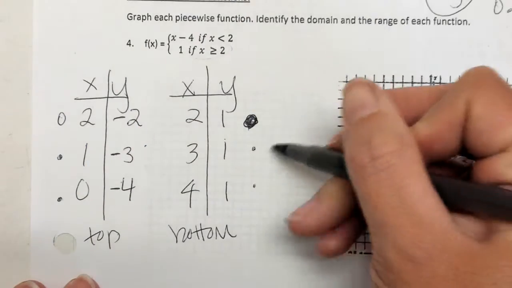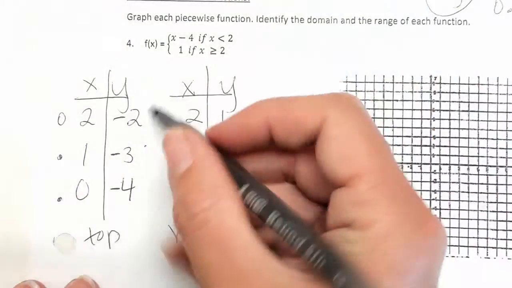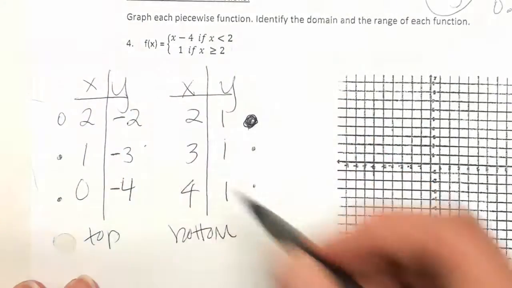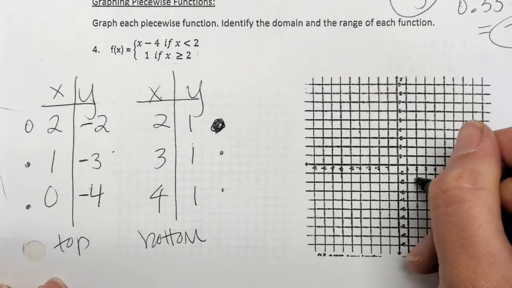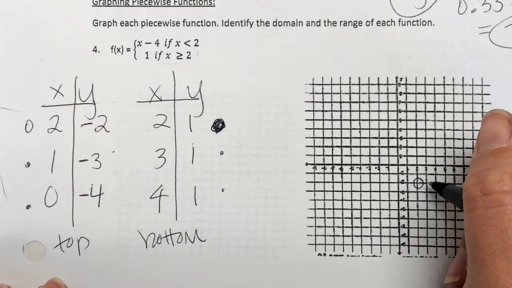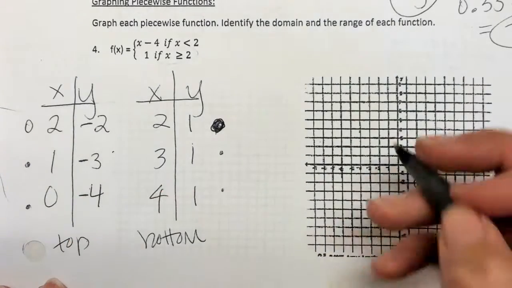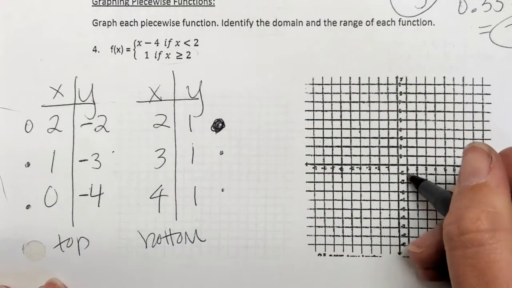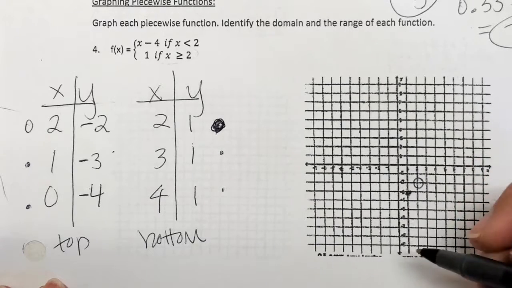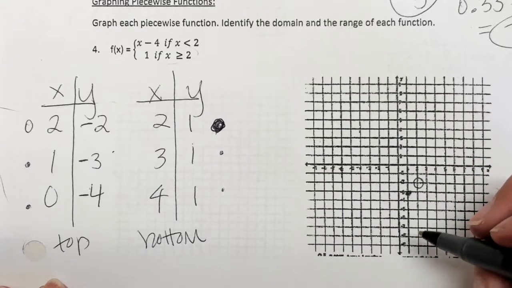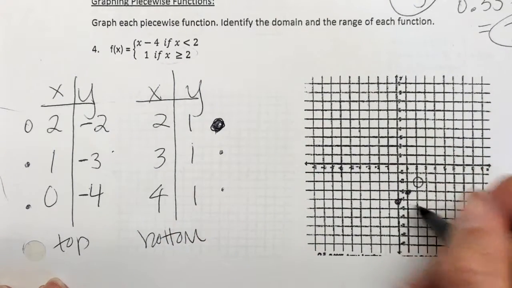I don't want you to mistake these as our restriction point. Let's graph these 3 first, the first piece. So 2, negative 2, you're going to put an open circle at 2, negative 2. The next point is going to be 1, negative 3, and put a smaller dot, because again, that's not our restriction point. We're just trying to figure out where to draw our line through. The next one, 0, negative 4, is going to be right here.